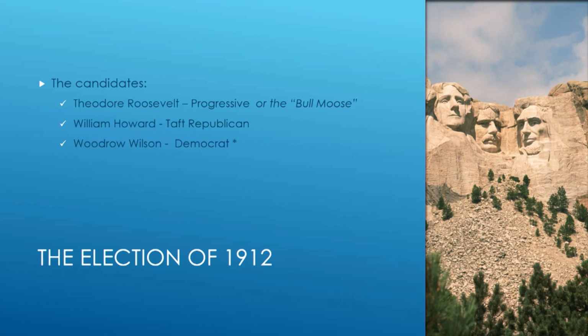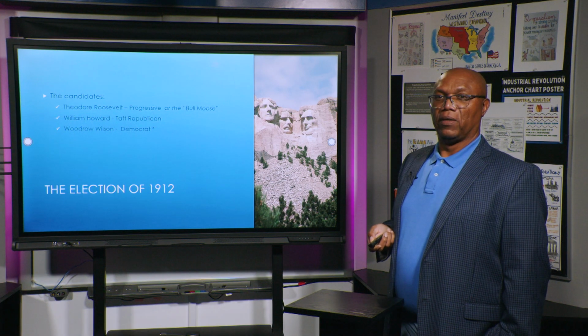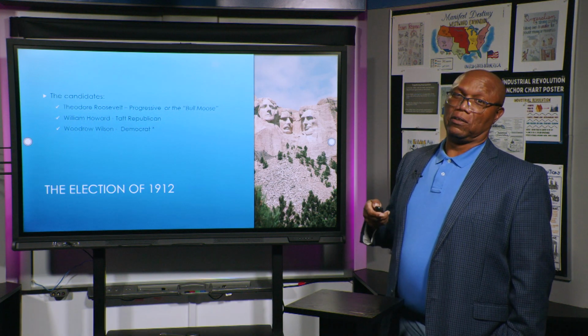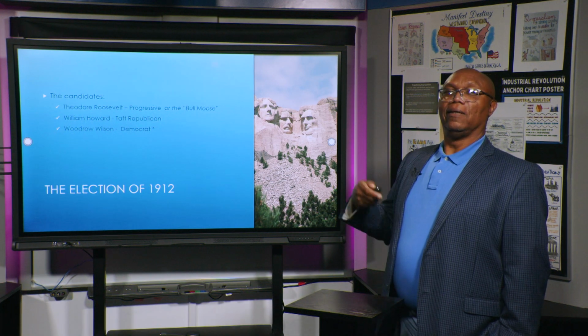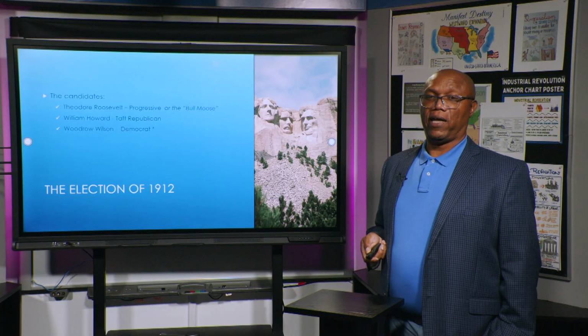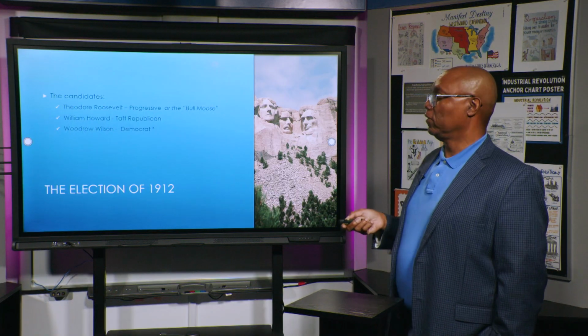William Howard Taft is a Republican candidate in 1912, and Woodrow Wilson is a Democrat. And as I said, Woodrow Wilson, who doesn't receive the majority of the popular vote, wins the election. When you only need 270 electoral votes to win, he wins it with 435, with 42% of the popular vote.